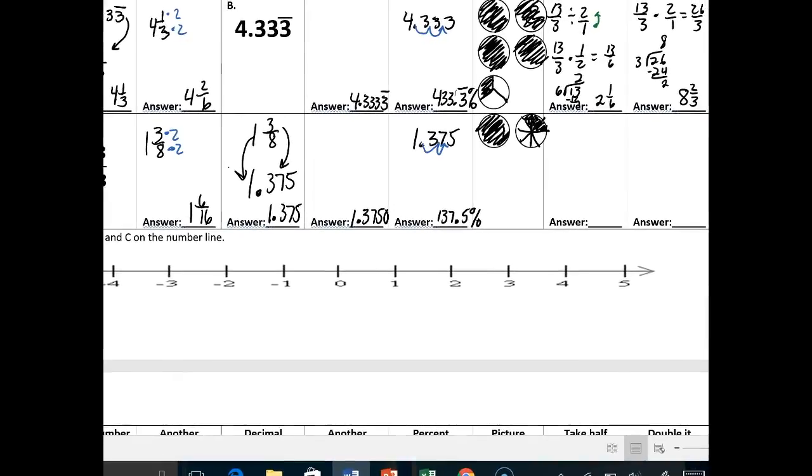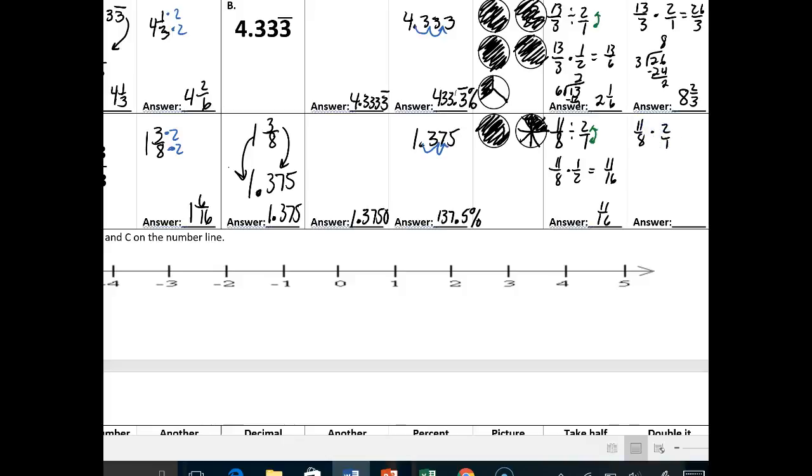For take half and double it, I'll use 11 over 8 divided by 2 over 1. I will flip, so I'll get 11 over 8 times 1/2. I get 11 over 16, and now I'm actually done because that's not an improper fraction. So 11 over 16.